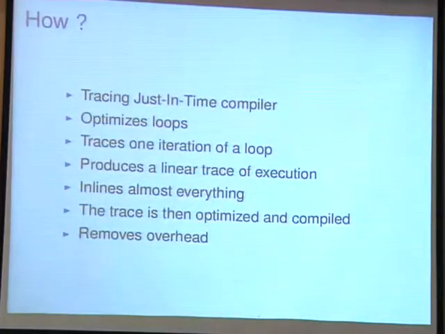So how does PyPy do that? We have what is called a tracing just-in-time compiler. The way it works is that it works on loops, as opposed to more standard compilers that work on functions. So we trace one iteration of a loop. Basically we record every operation that a loop does, and we only trace one path every time. So if you have an if branch, we only trace one part of that if.